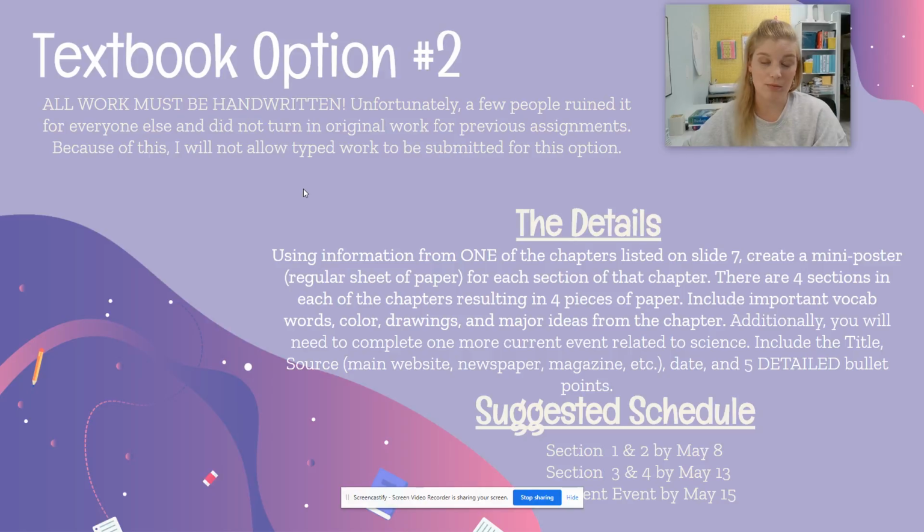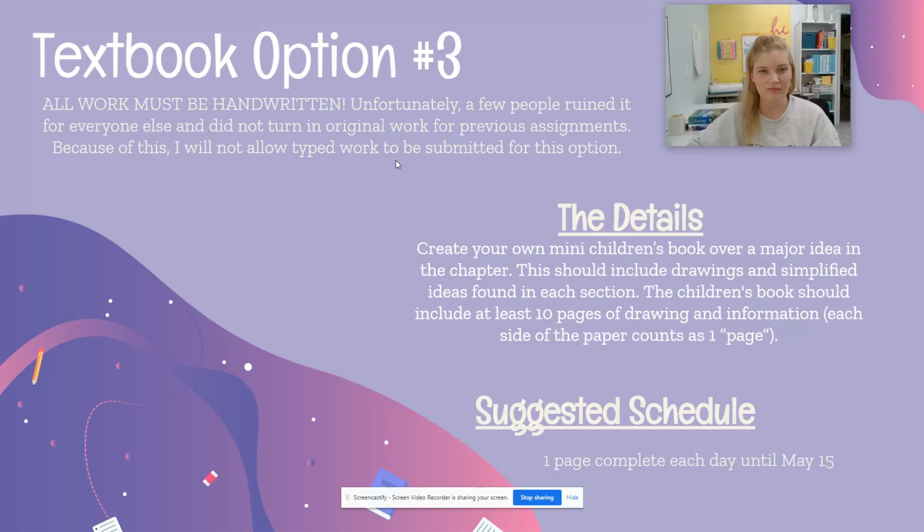And you will need to take up pretty much the whole page with this, because there should be a whole page worth of notes if you're going to be handwriting the notes. Then you will also do a current event to turn in with the 4 pieces, 1 piece of paper per section from the textbook. And this follows a very similar timeline to option number 1.